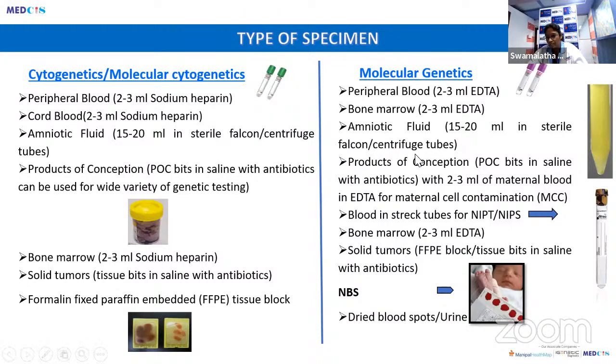Coming to molecular genetics, we use peripheral blood samples collected in EDTA. Molecular genetics can be done even on amniotic fluid samples, POCs, bone marrow and solid tumors. Newborn screening is done on a dried blood spot or a urine sample of newborn babies. NIPT testing is done by collecting maternal blood in Streck tubes, which look something like this. And this is the amniotic fluid.